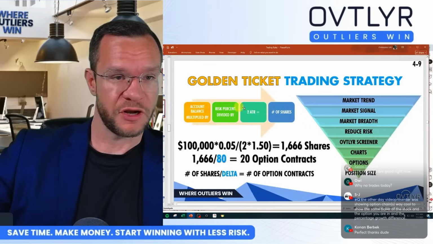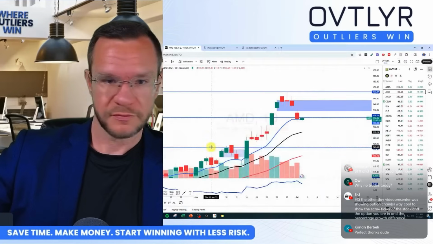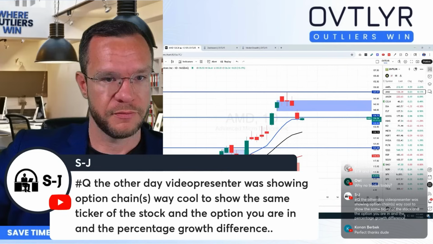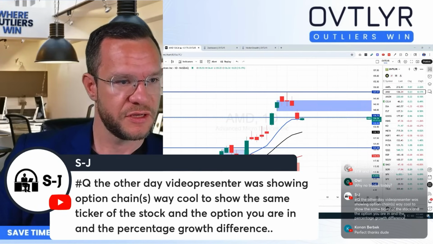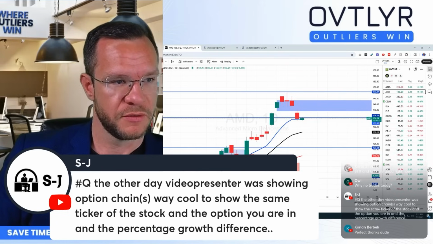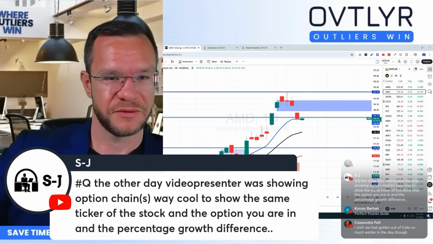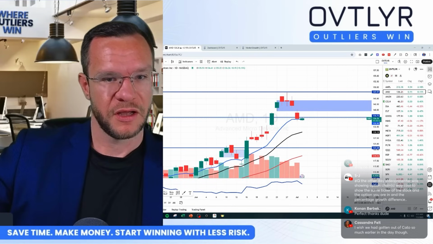Section 4 is putting on new trades. Try and make it easier. Question: the other day, a video presenter was showing option chains, a way to show the same ticker of the stock and the option and the percentage growth difference. Sounds cool. I don't know specifically what you're talking about.